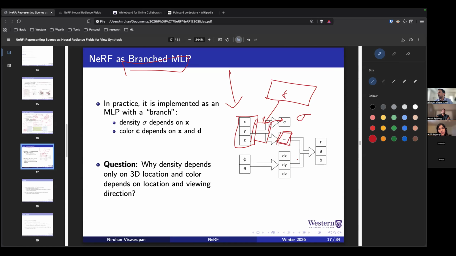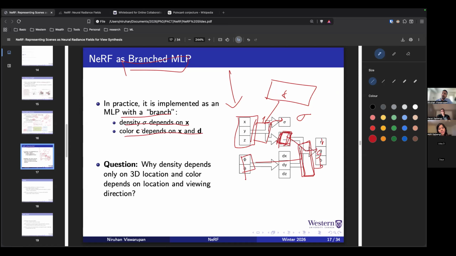Then you have a head here, I think just a one-layer head, which is called the color head. What you do is you take the viewing angles, and you take this vector from the main chunk of the multilayer perceptron. You pass these two through the color head, and then you get RGB values. This is the overall architecture of how they have implemented it. In practice, it is implemented as an MLP with a branch. Density sigma depends on x, color c depends on x and d.